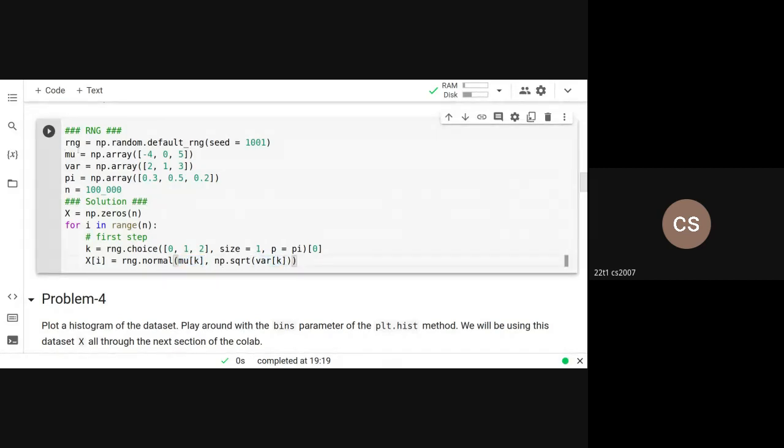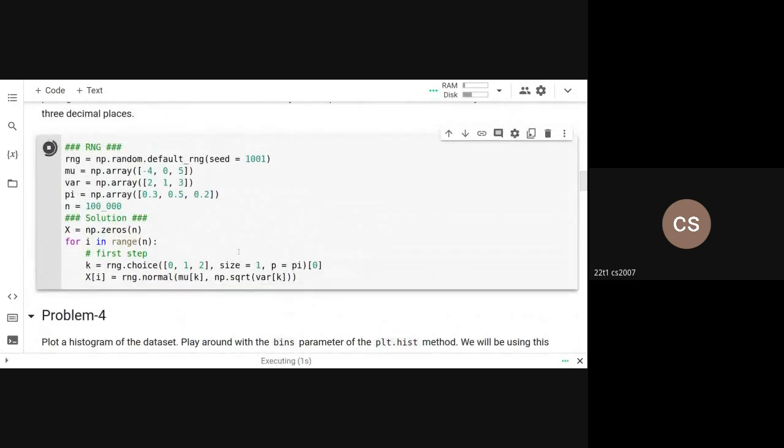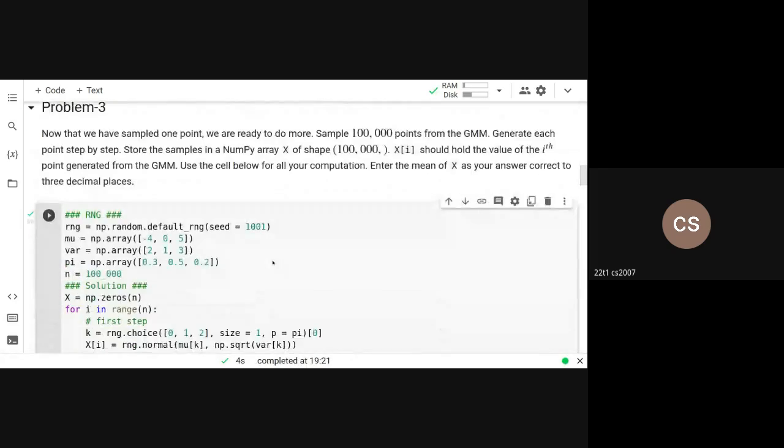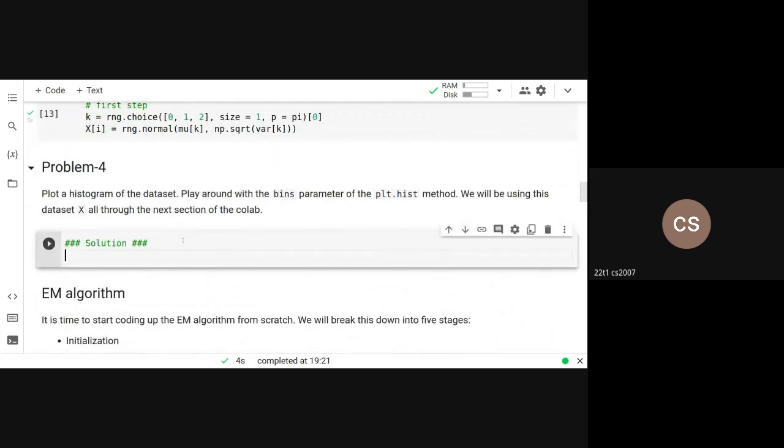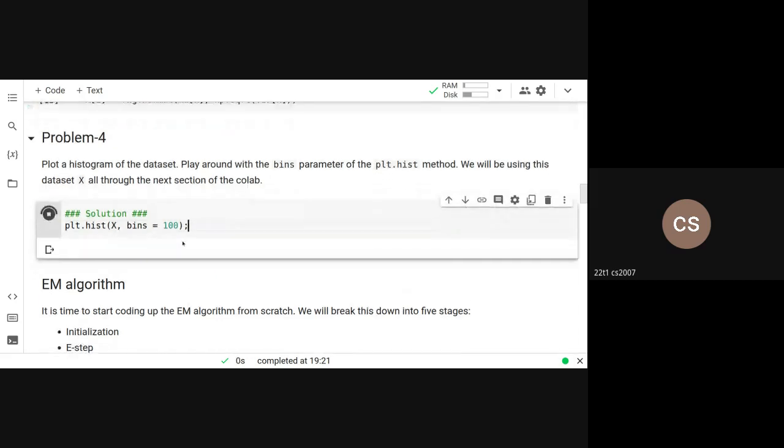Okay, so I hope this is clear. If I run this, it will take some time because we are sampling. I think we need to sample 100,000 points, right? So now it's done. Once we plot this, it may become slightly clearer what we have done. With 100 bins, I'm going to plot a histogram of all these points.